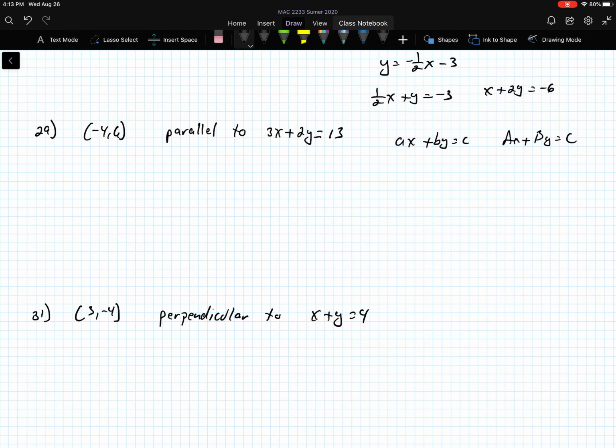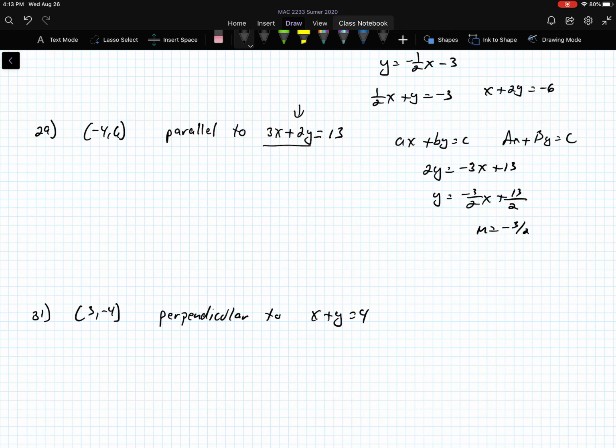So number 29, it's asking us to find the line of the equation through the point -4, 6, parallel to the equation 3x plus 2y is equal to 13. So there's two ways we're going to find the slope. We have to find the slope of this line. So the way that we normally do it is to solve for y, right? So -3 over 2x plus 13 over 2. So then our slope becomes -3 over 2.